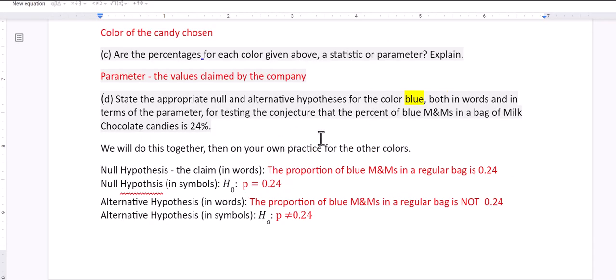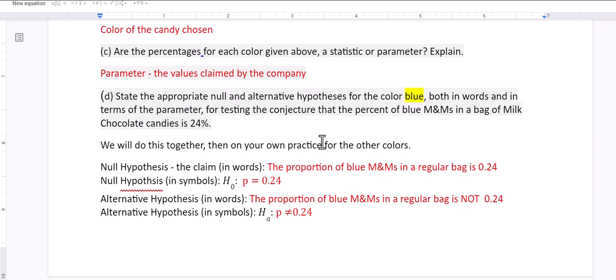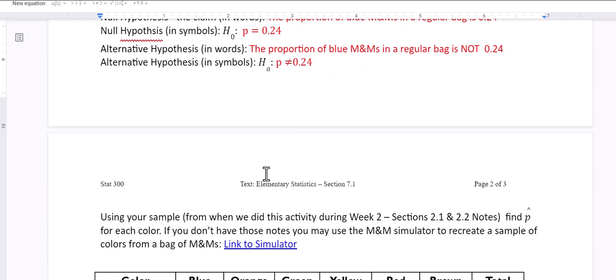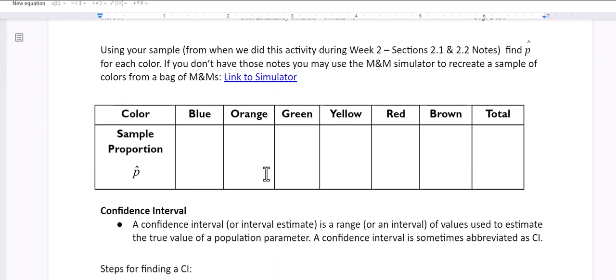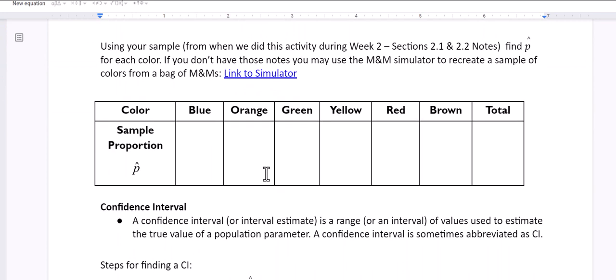All right, so now this is dealing with the population. We have our null hypothesis or our alternative hypothesis. So now, using your sample from when we did this activity back in week 2, you will look at your sections 2.1 and 2.2 from this class, find p hat for each color. Now if you want to do it again, that's fine. Just do your simulator and it will give you a brand new bag of M&Ms, so count each color.